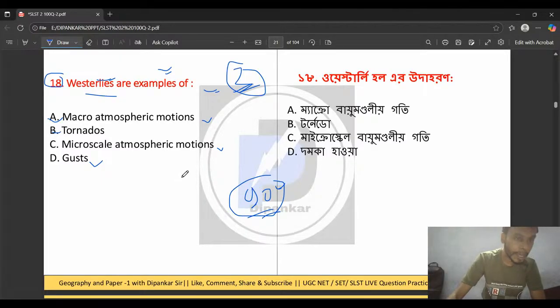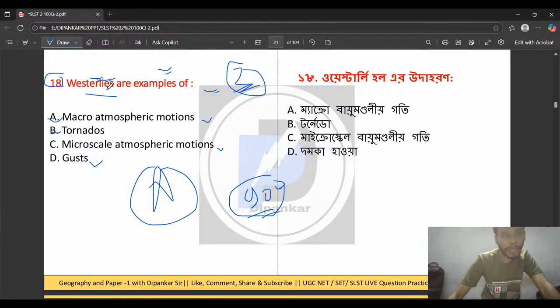Westerlies. 18A. Okay. So the first option is right. Option A is the right answer. Westerlies are an example of macro atmospheric motion. So option A is the right answer.